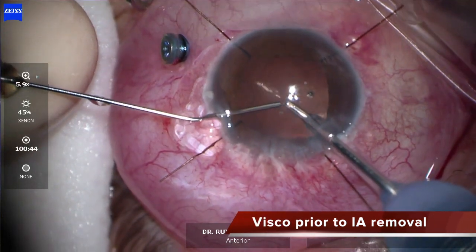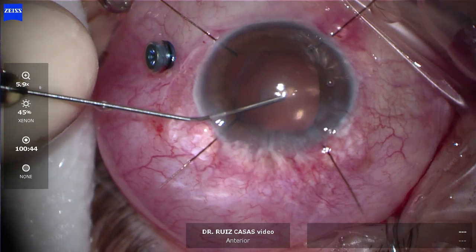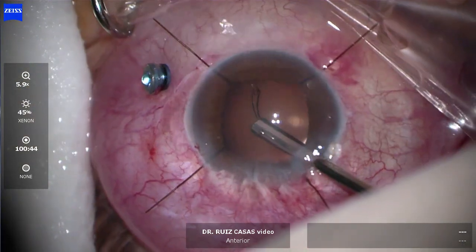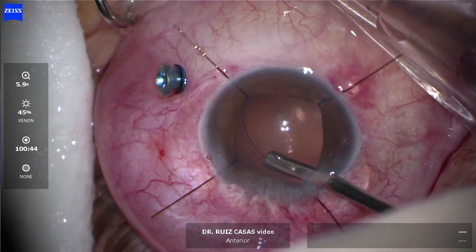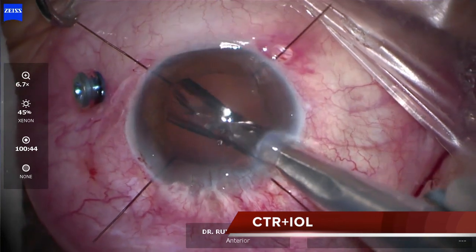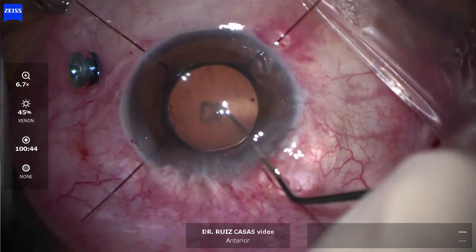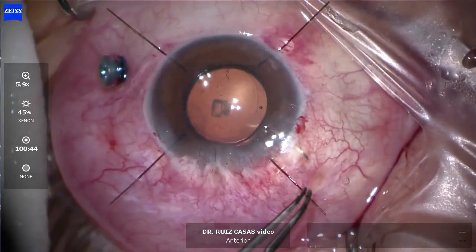So I decided to inject viscoelastic prior to taking out the IA, and then I implanted a capsular tension ring and the intraocular lens. And I did all of the surgery with the silicone oil in the vitreous cavity because I prefer to have the support of the silicone oil in the vitreous.